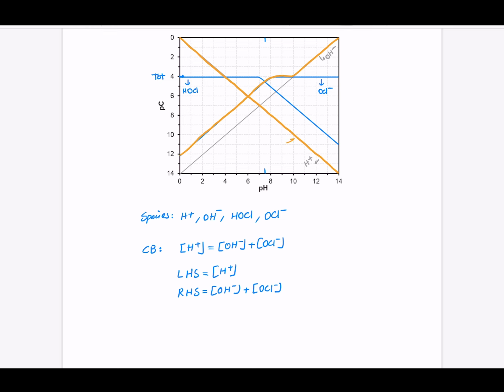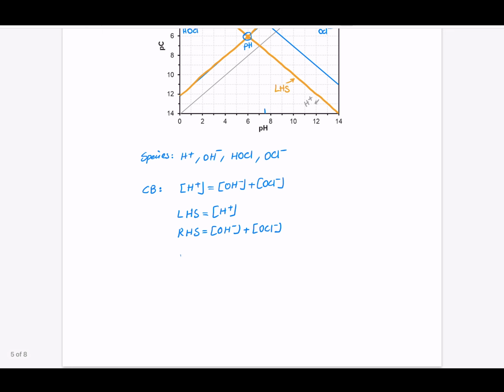So this would also be our left-hand side, right-hand side, and then they cross right here. And this would be the solution pH of the solution. So pH would be almost equal to 6.